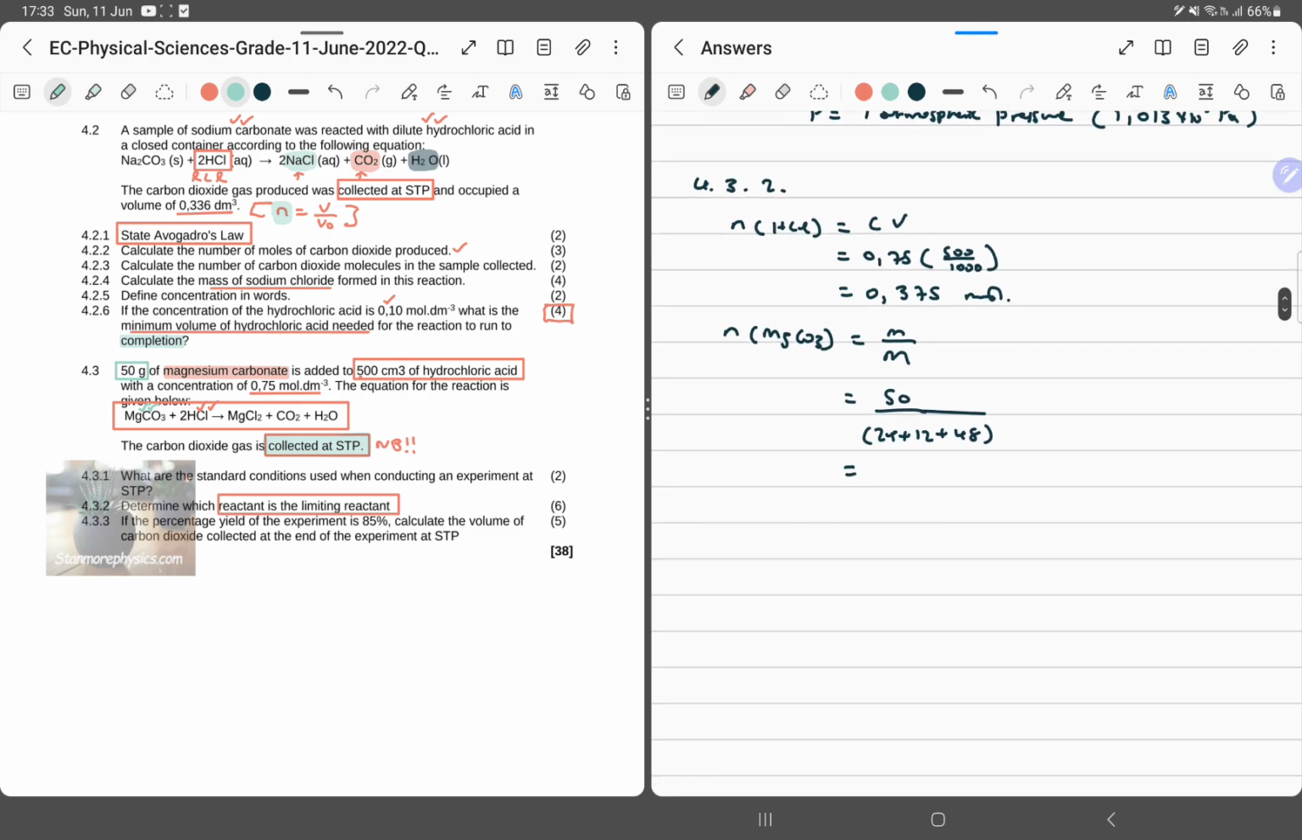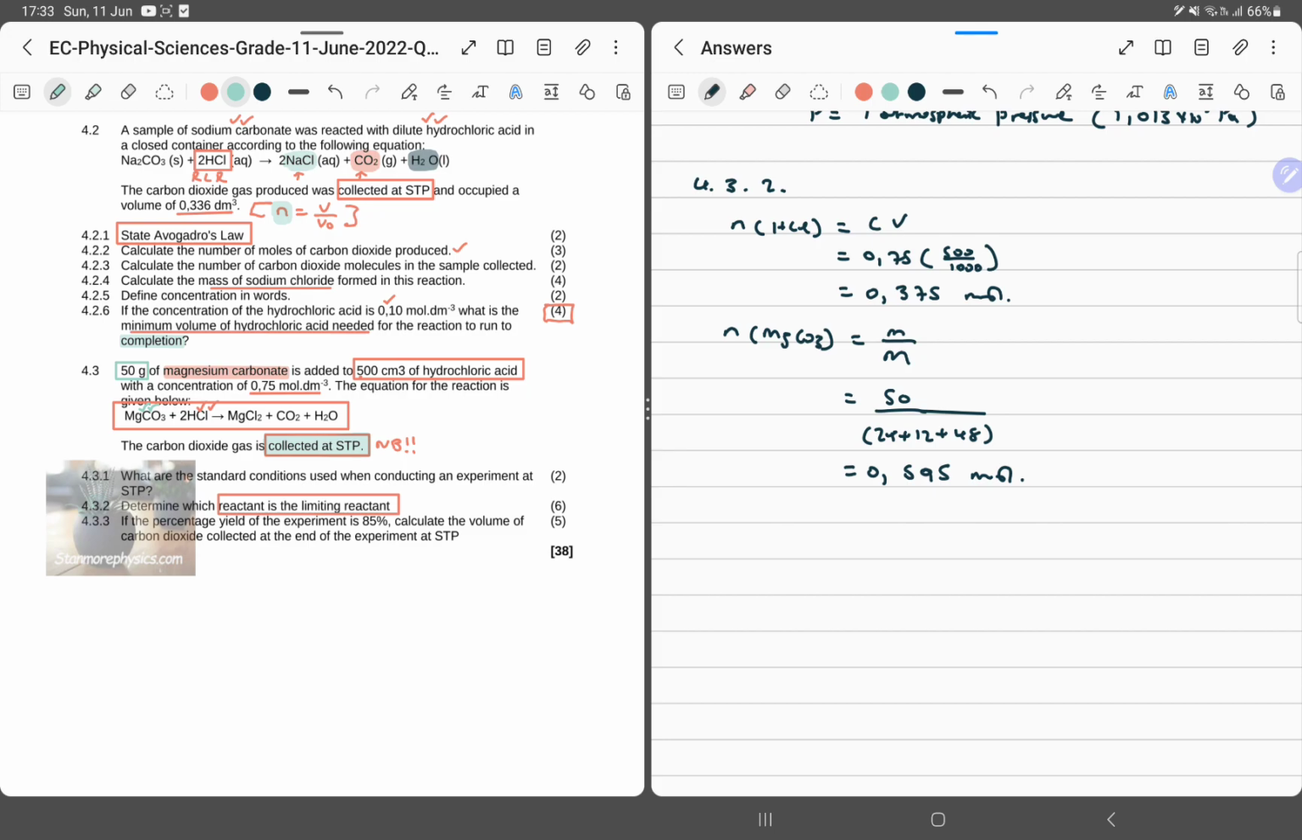So this is 50 divided by 24 plus 12 plus 48. Oops. So what are we getting here? We're getting 0.595 mole. All right, as you can see, that one is bigger than the one for the HCl.